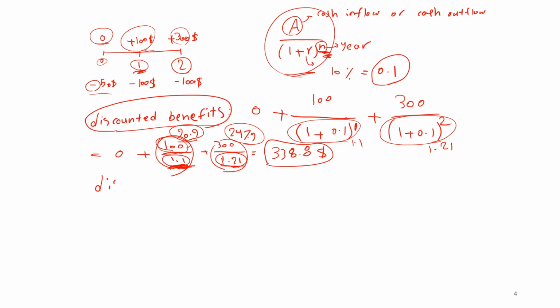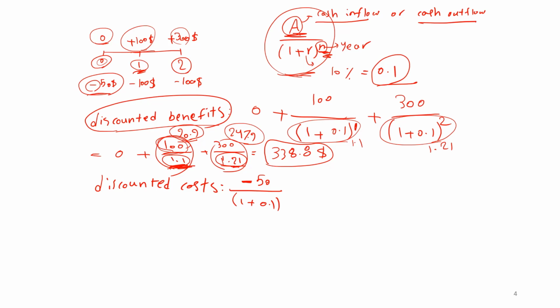Now I want to calculate discounted costs or discounted cash outflow or expenses, whatever. So again, I can use the same formula from today. You can see today we spent $50, so negative, because it's cost, -50. A here is for cash inflow or cash outflow, for both. So here we have -50 over 1 plus R. R here is 10% or 0.1, the same, to the power of N. N here is 0. Year today we consider 0, so I put to the power of 0.